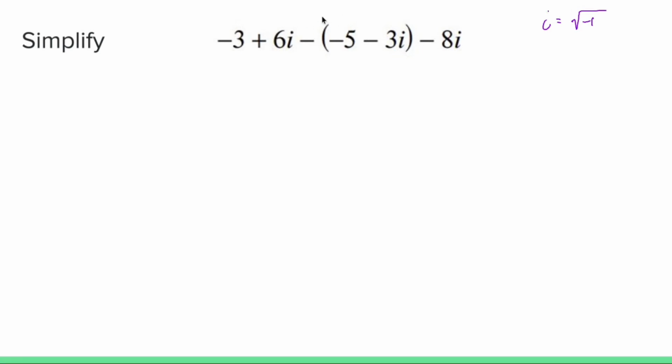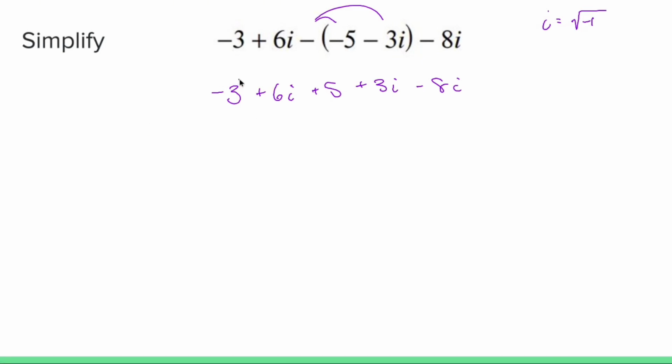Okay, so what I can do first is distribute the negative, right? So that gets me negative 3 plus 6i. The opposite of negative 5 is positive 5. The opposite of negative 3i is positive 3i, and then you have minus 8i. All right, really things should be in the form a plus bi, so you have your real part first, and then you have your complex part second.